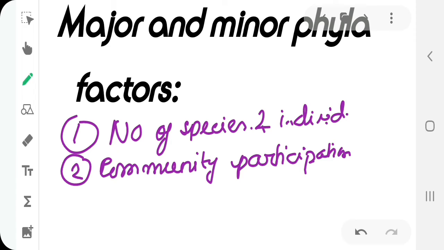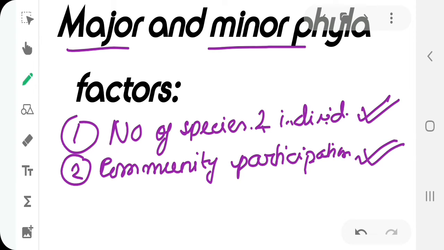Now we have just talked about phyla, but we have not talked about major and minor phyla. Major phyla are those which have a higher number of species, and they also participate in communities or form an ecosystem. Those who have a lesser number of species or do not play any role in ecological communities are called minor phyla. On this basis we have 9 major phyla and many smaller minor phyla.